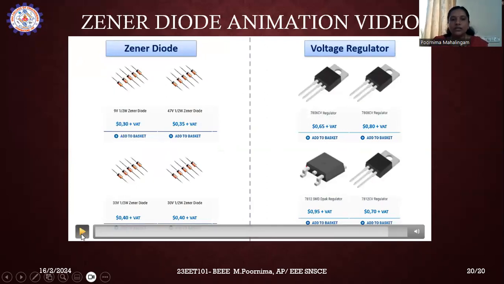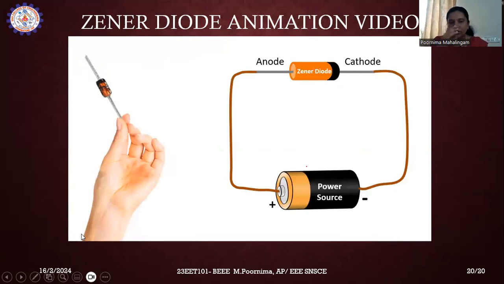So in this topic, we saw what a Zener diode is, how it works, where it is used, and its applications, advantages and disadvantages. We can see some other topics in the next series.